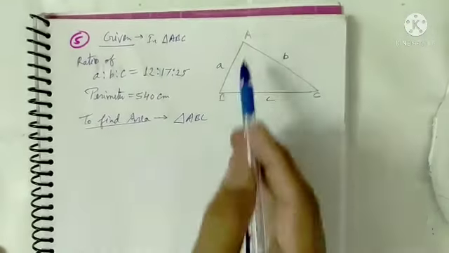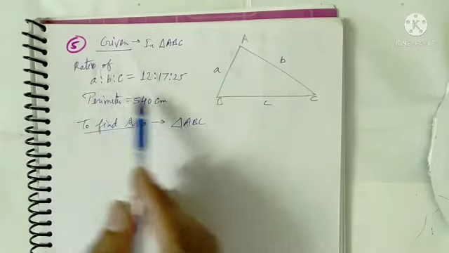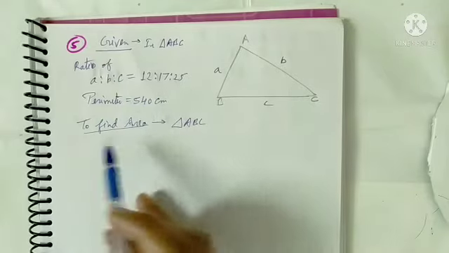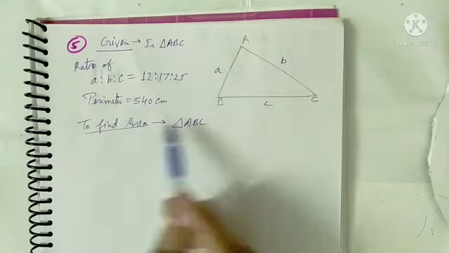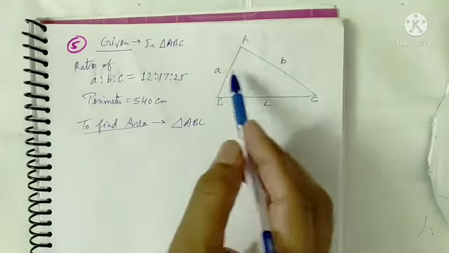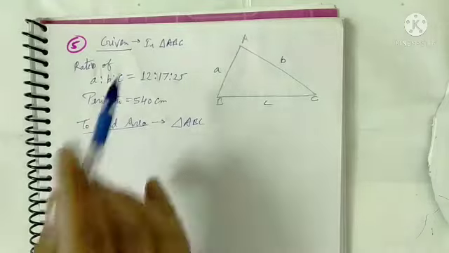Question number 5. In this question, there is a triangle ABC, and the ratio of the sides a to b to c is given as 12 to 17 to 25. The perimeter is 540. Find the area of this triangle. So students, first of all, we have to calculate the side of each of this triangle, then we can do. So how to take out the sides?